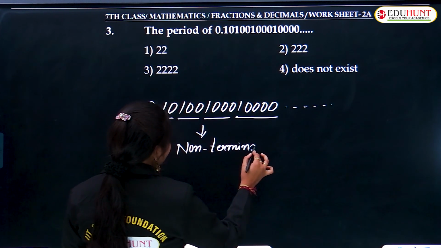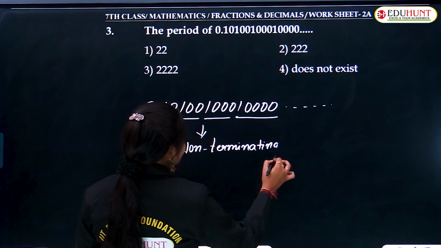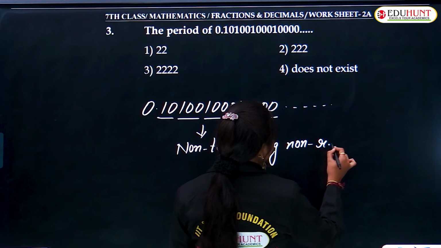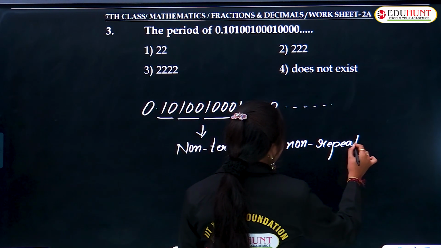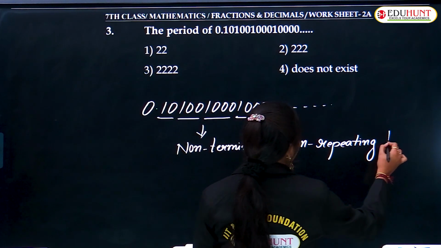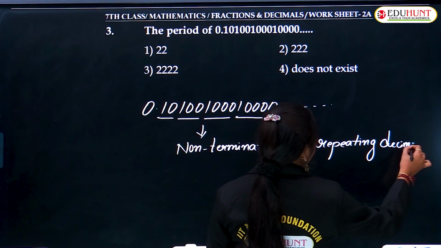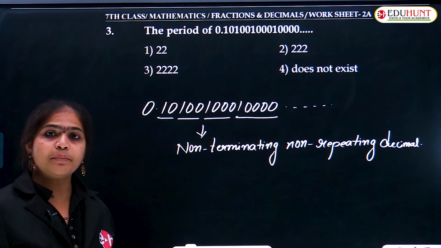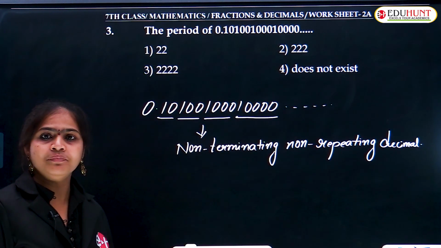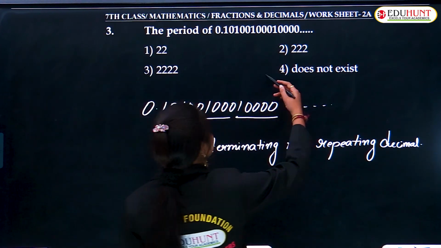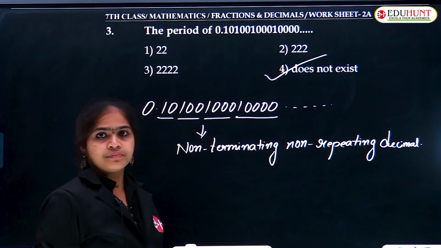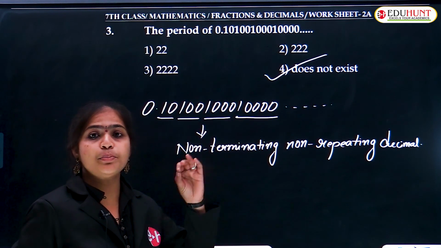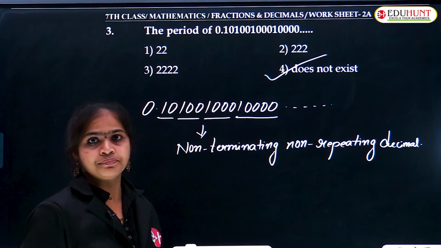Recurring or non-recurring decimal? Non-terminating, non-recurring or non-repeating decimal. Here the decimal is non-repeating. If it is not repeating, how can we find the period? That is not possible. That's why the answer is does not exist. Which means for irrational numbers, period and periodicity do not exist.